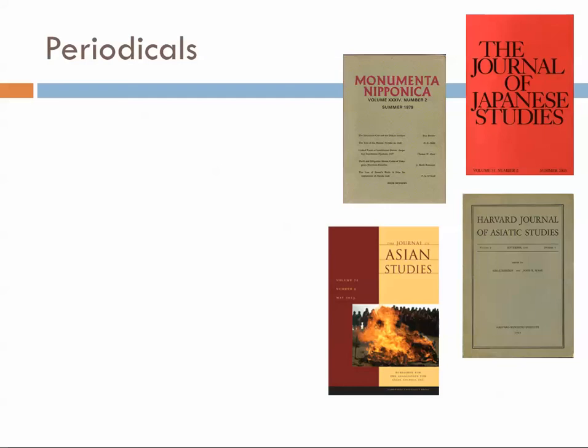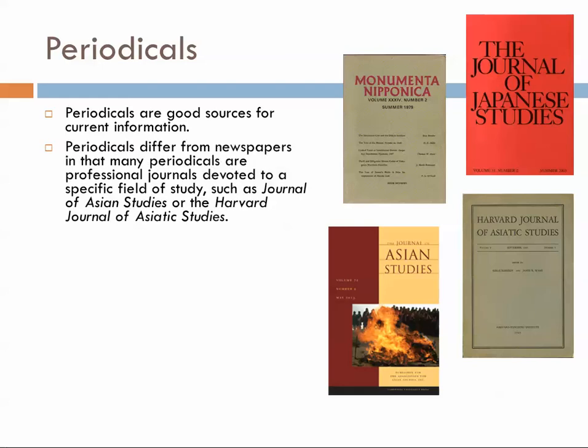Periodicals. We've talked already about periodicals when we were learning about the databases JSTOR and Project Muse, and also the bibliography for Asian studies. But I want to revisit it just briefly. Periodicals are good sources for current information. Usually they come out twice a year, maybe 3 times a year, or 4 times a year. They differ from newspapers in that many periodicals are professional journals. They're scholarly journals devoted to a specific field of study, such as the examples that you see on your slide here.